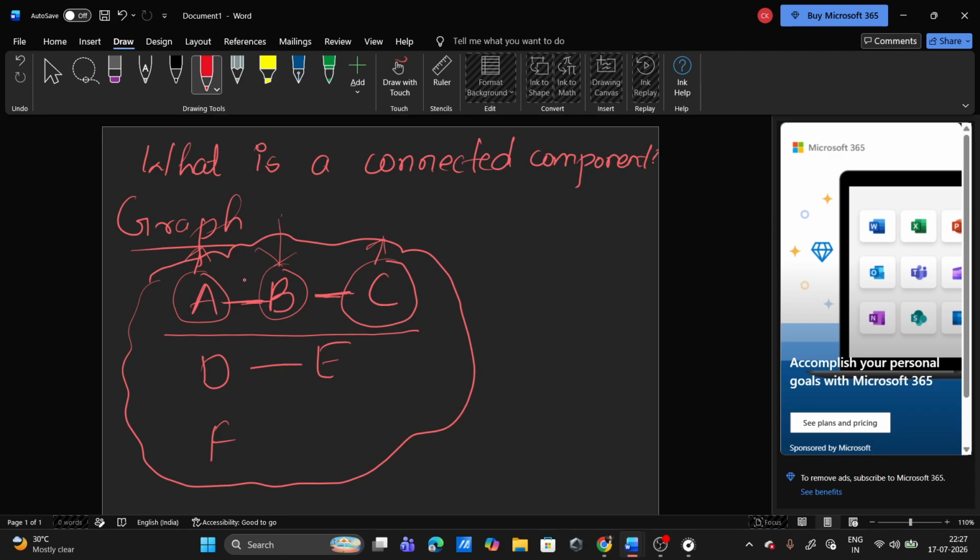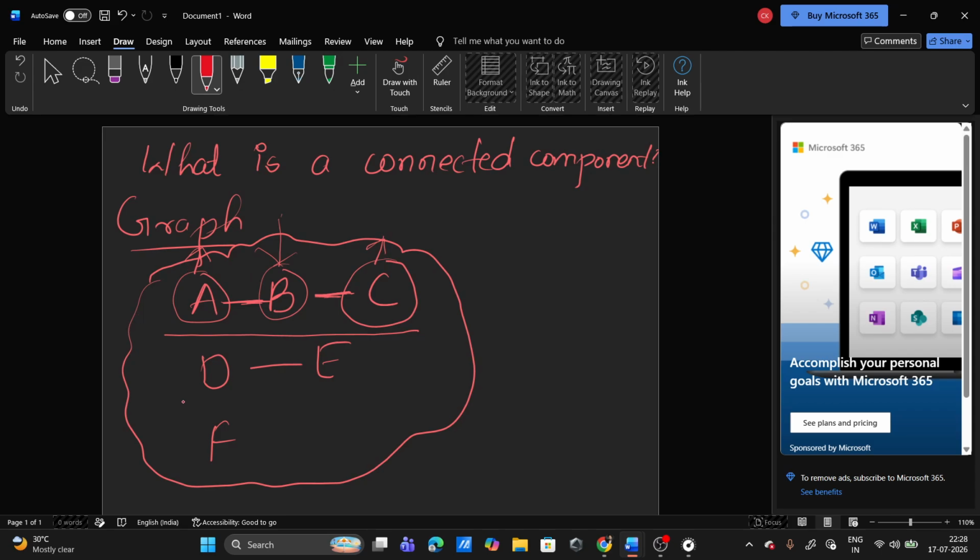And this is the condition for a component to be a connected one. I'm repeating it again: if you can explore all the vertices present in a component from a particular vertex, that component is indeed a connected one. So if every vertex is reachable from every other vertex, it simply means that particular component is connected.